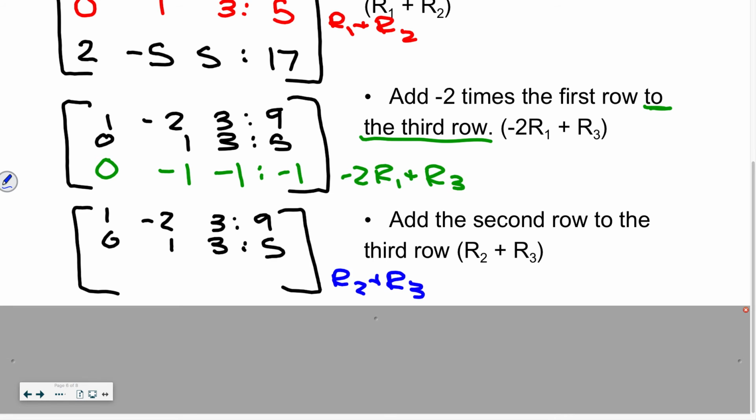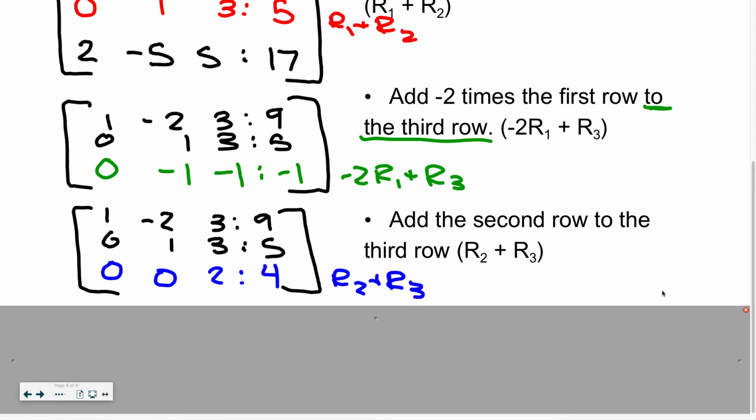Go to the matrix right above. 0 plus 0 is 0. 1 plus negative 1 is 0. And we get a 2 and a 4. Okay. I'm getting closer.